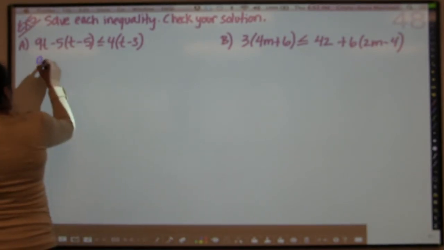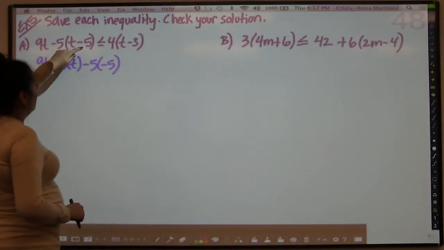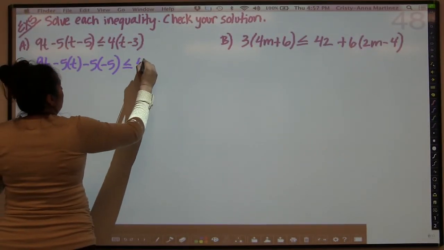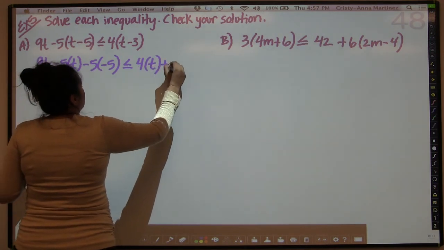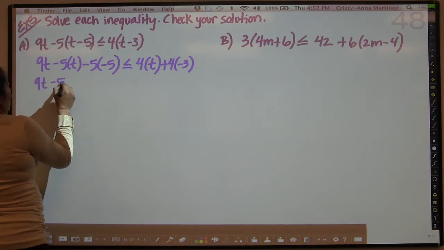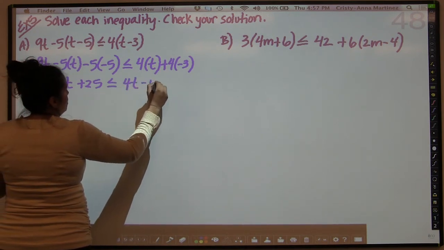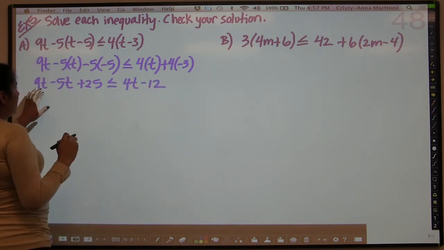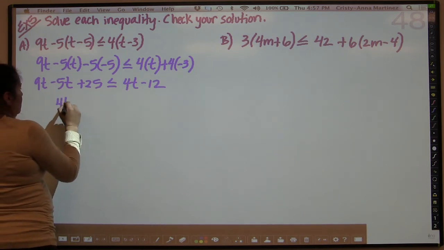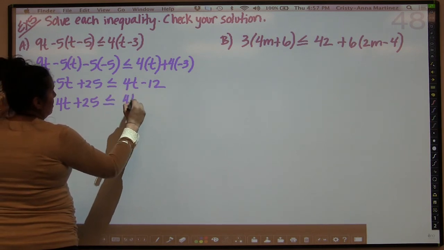So we're going to say 9t minus 5 times t minus 5 times negative 5. So there I'm using the distributive property, negative 5 times t, negative 5 times negative 5. And then we're going to go 4 times t, distributive property again, plus 4 times negative 3. So this is going to be 9t minus 5t plus 25, and then 4t minus 12. So 9t minus 5t is 4t plus 25 less than or equal to 4t minus 12.